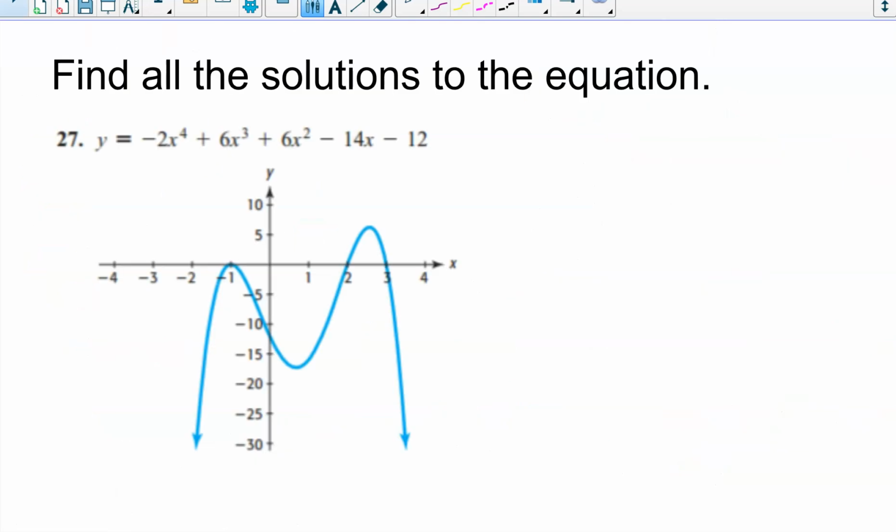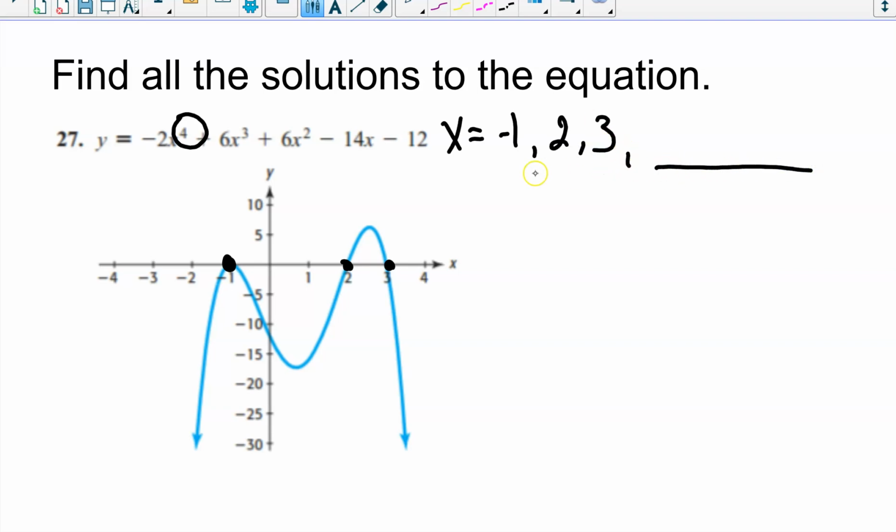Okay, let's take a look at this one. Find all the solutions to the equation. So this one, we see 3 of them. We see -1, 2, and 3. And we know that there are 4 solutions to be had. So we have to find the other imaginary solution. And the only way you know how to do this is by using synthetic division. So -1 is 1 root, 2, 3, and I'm looking for the 4th one.